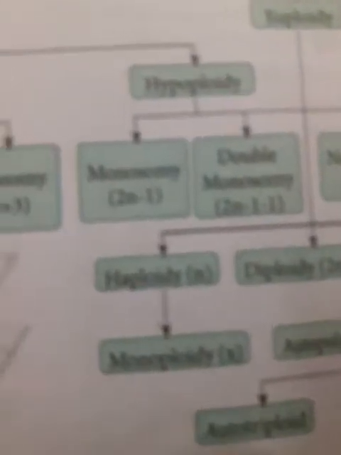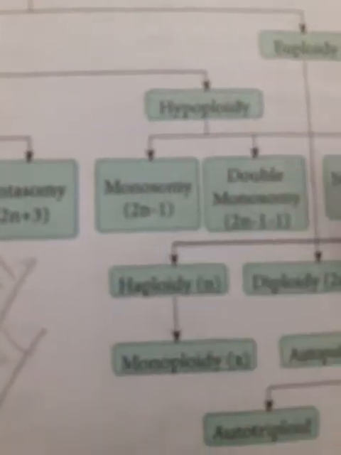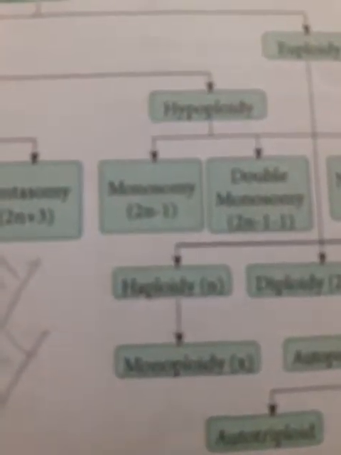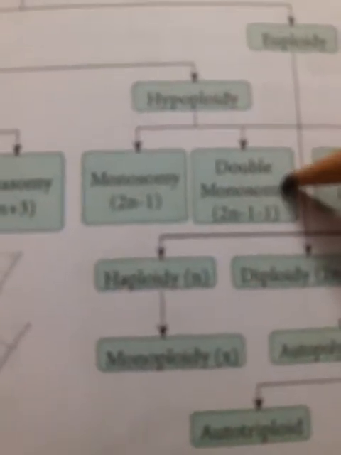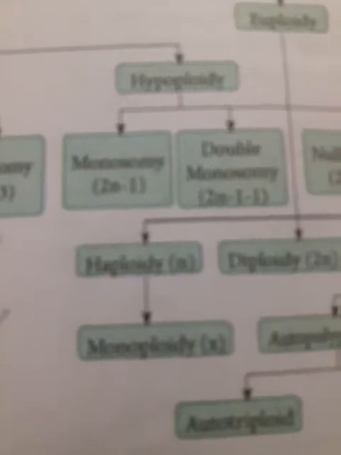Now next we are going to discuss hypoploidy. I told you that hypo means the chromosome number will be reduced. Monosome is called monosomy, 2n minus 1. So for chromosome number 12, only 1 is there instead of 2. So we have to write 2n minus 1. Double monosomy is 2n minus 1 minus 1.